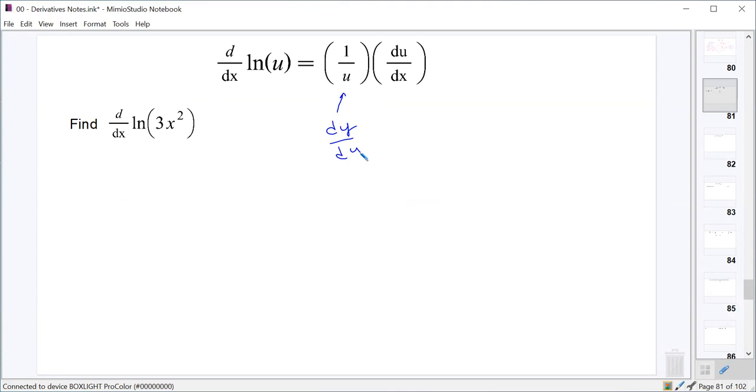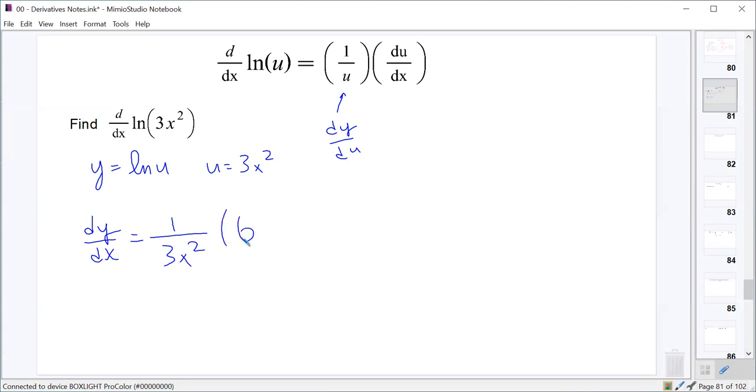So if we wanted to find the derivative of the natural log of 3x squared, we could treat this as y equals the natural log of u, where u is just 3x squared. So we would get dy/du, which would be 1 over u. So we would get our dy/dx is 1 over 3x squared. And then we would just multiply that by du/dx, which is 6x, the derivative of 3x squared, which just ends up giving us 2 over x.